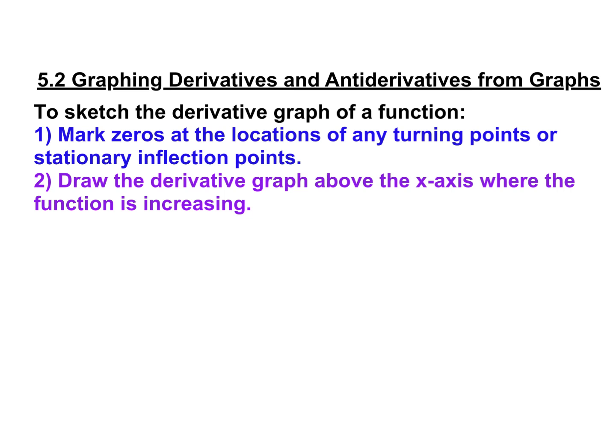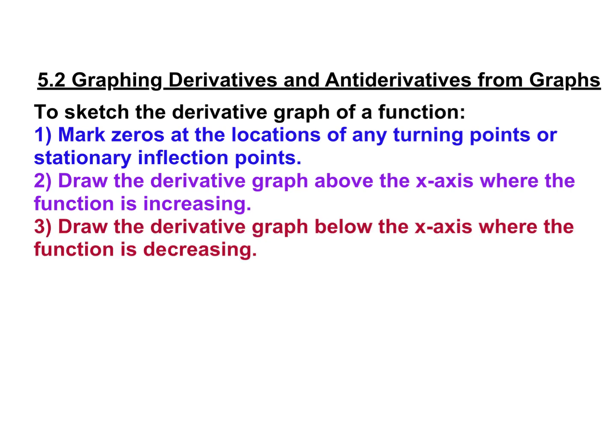Okay, so you can probably guess what the next line is going to say. Would you like to try? Below and negative, sure. Okay. So if the function is decreasing, meaning it has negative slope, those numbers will be where y is negative, below the x-axis.